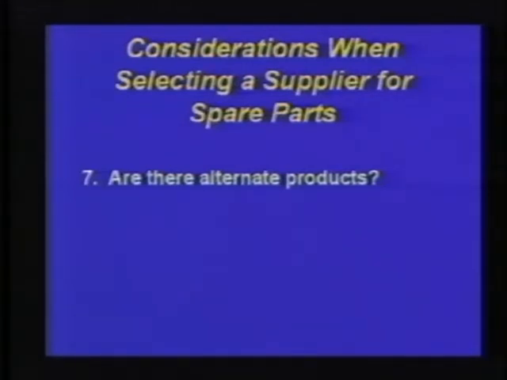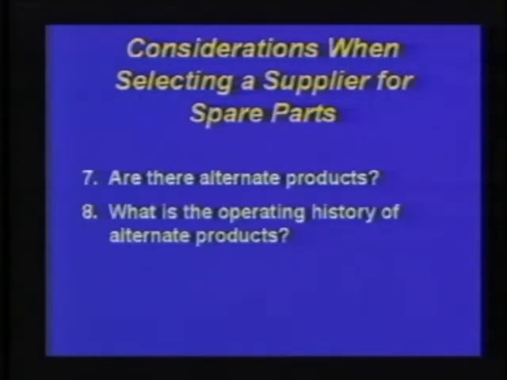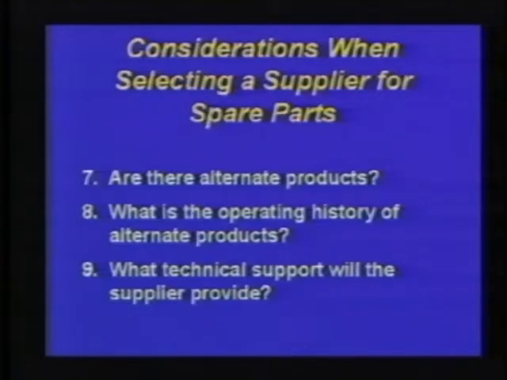It has to be supported by maintenance management, maybe facilities engineering, or even the OEM of the equipment or the particular asset. Continuing on page number 4, item 8 pertains to the operating history of any alternate or substitute product. Item 9 is what are the technical support capabilities from the supplier.